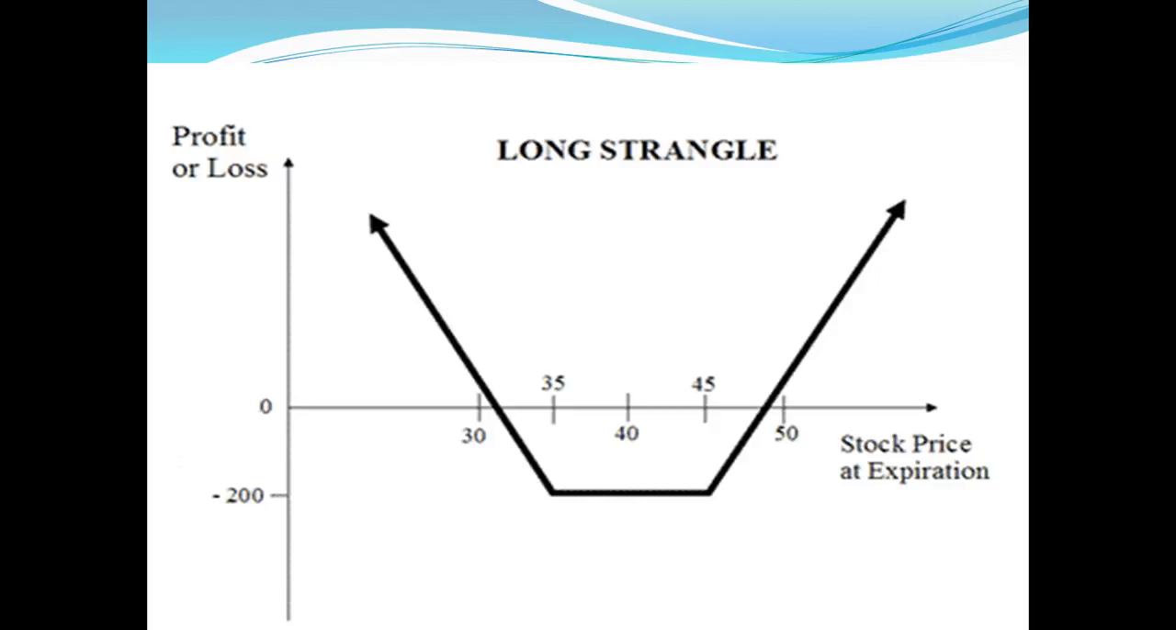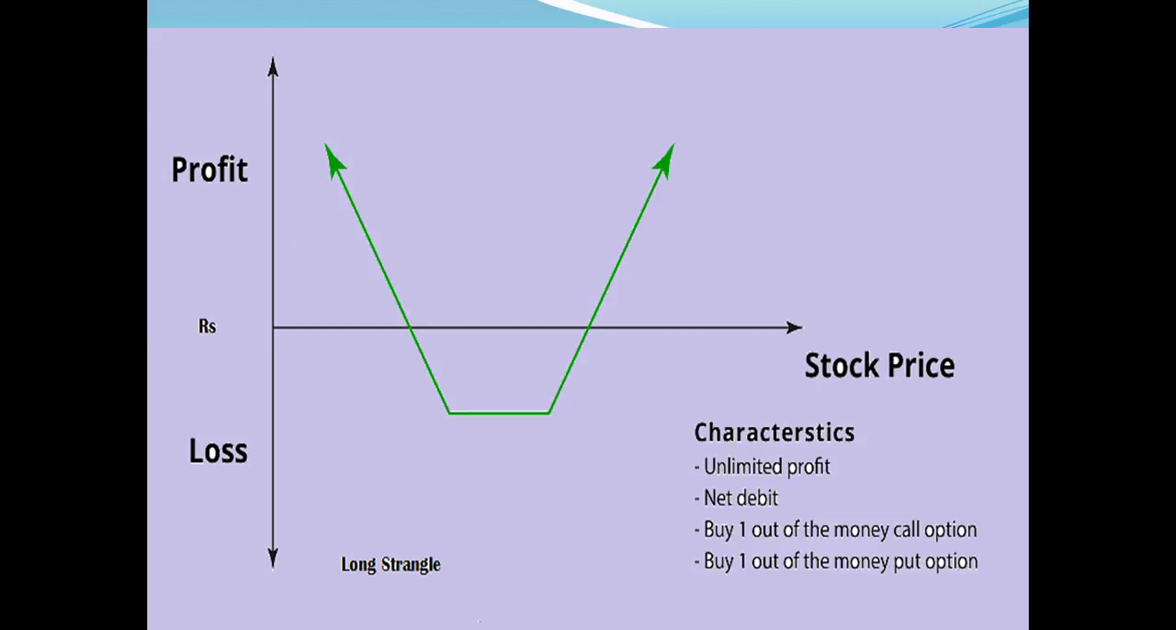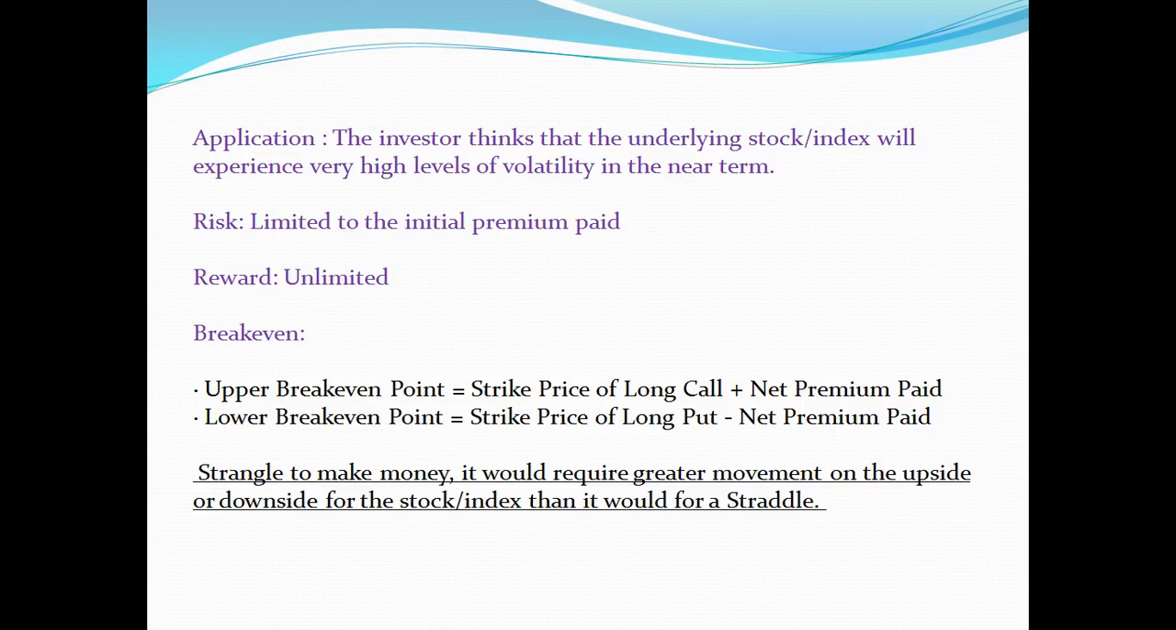You see the strangle. I will show you the different diagrams. See the profit, loss and the movement. Long strangle: if there is movement in both directions, you see the profit. This is another diagram, long strangle. Characteristics: unlimited profit, net debit, buy an out of the money call option and buy an out of the money put option. So this is the strategy application.